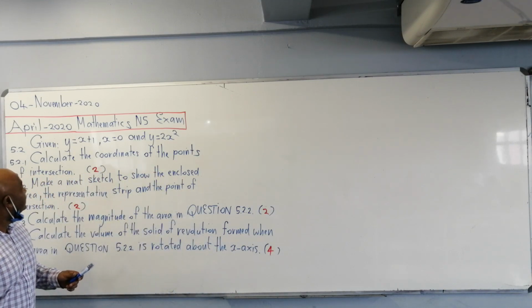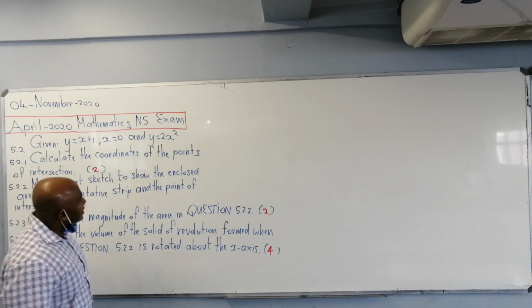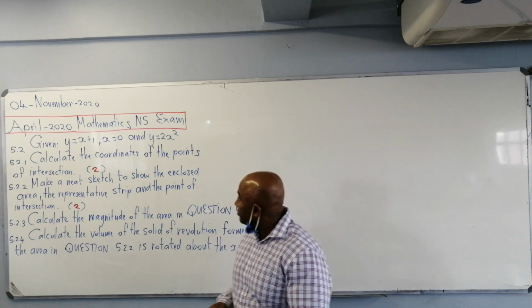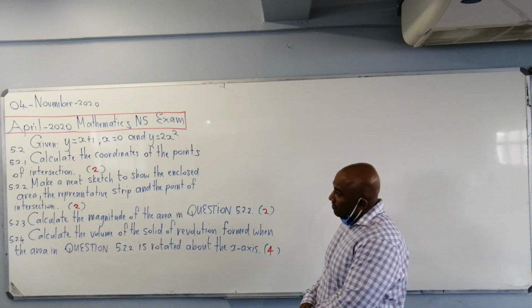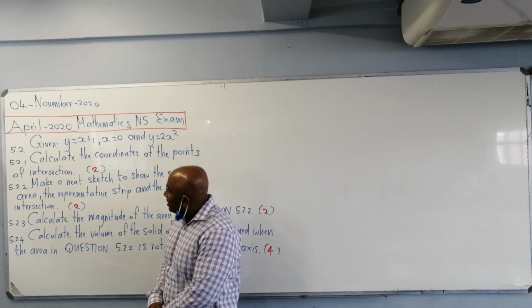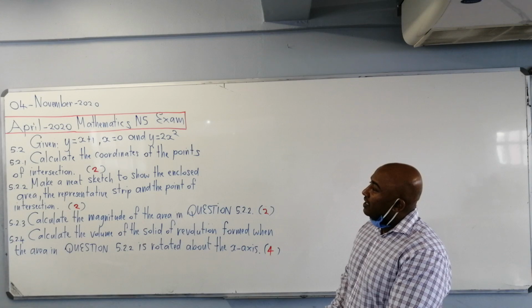Right. So now let's deal with this one here. We're given y is equal to x plus 1, x is equal to 0, and y is equal to 2x squared. So we're given those three equations. Calculate the coordinates of the points of intersection.